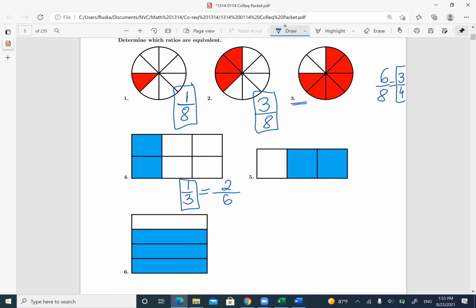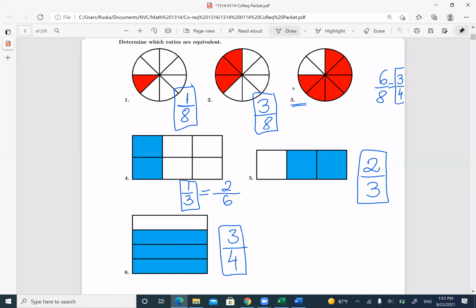Okay, the next one we have is number 5. For number 5, how many are shaded? There are 2 out of 3, because there are only 3 squares here. And then number 6 is the same way. We have 3 shaded over the total of 4. So that's the answer for number 6. Okay, so that was the question they're asking.